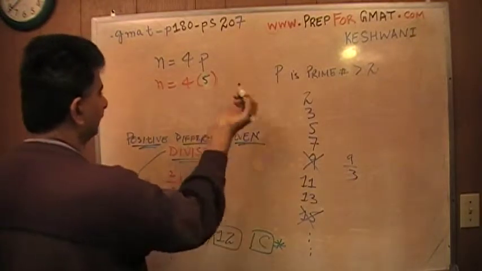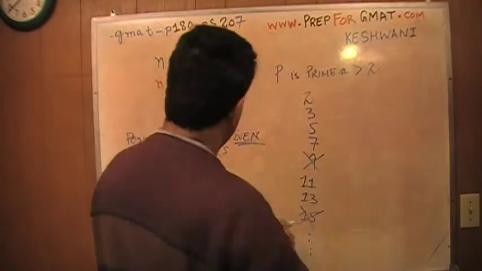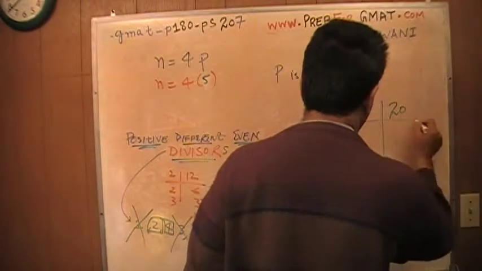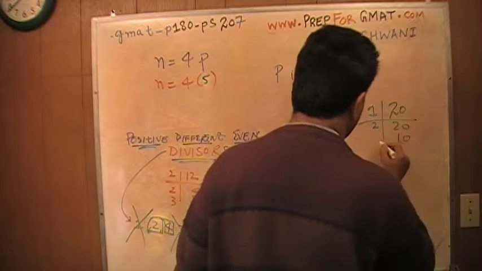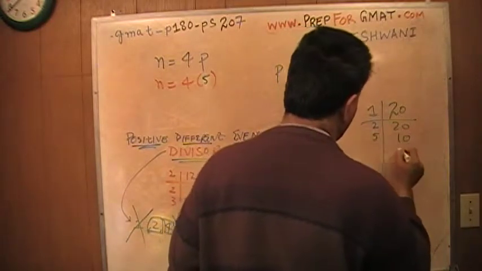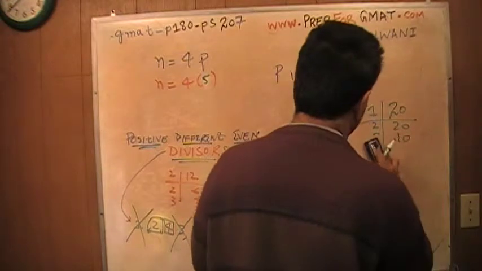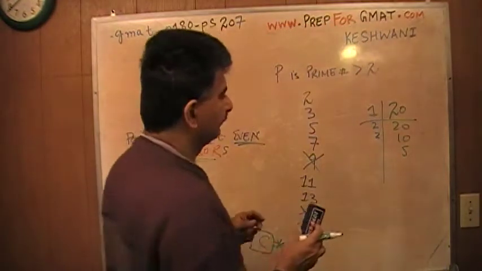So now I have 20. Let's see what kind of divisors we'd find for 20. I'm going to do it on this side here. Let's find the factors of 20. Of course, 1, 2, 5. There we go.